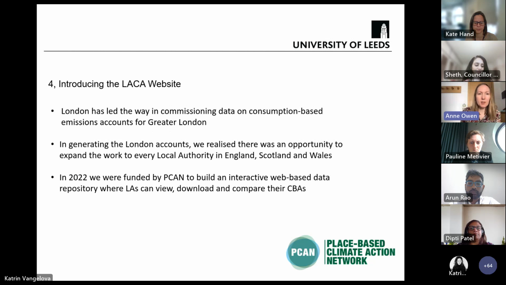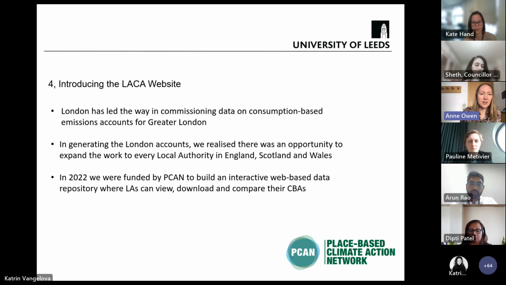Next slide, please. So now I'm going to introduce you to the LACA website. London has really led the way in commissioning this more localised data on consumption-based accounts. And when I was working with London to produce these, I realised that it wasn't a huge extra amount of work to collect the data for the whole of the country at the same time. So I started doing that.